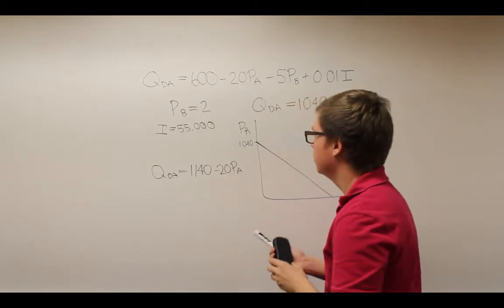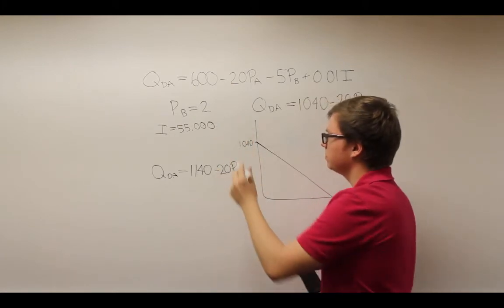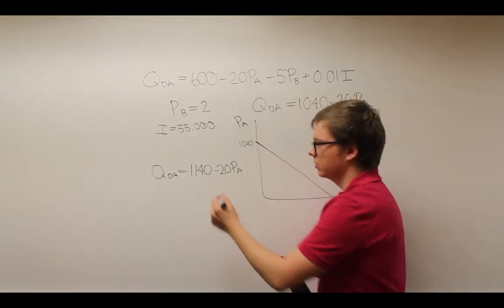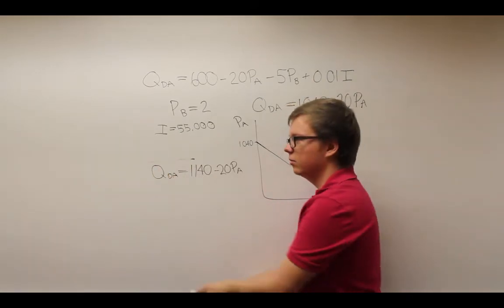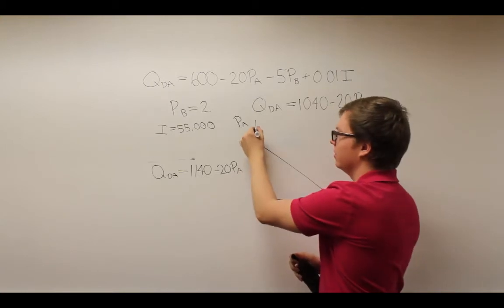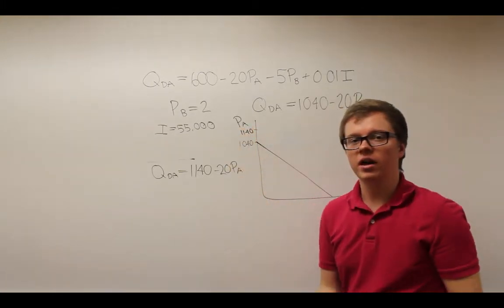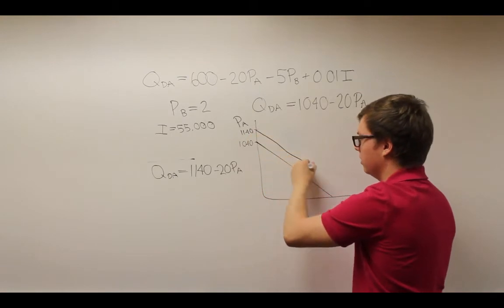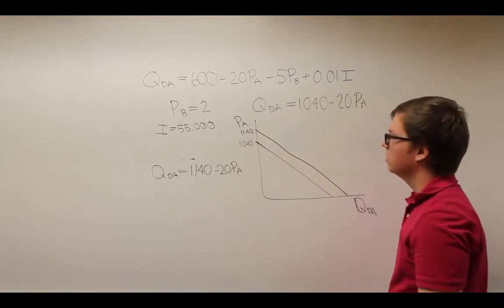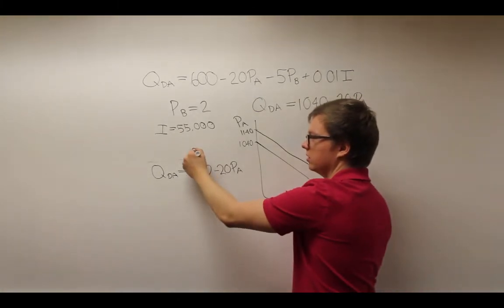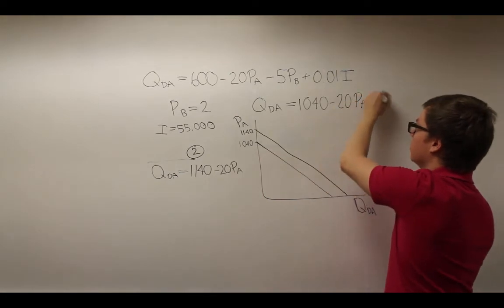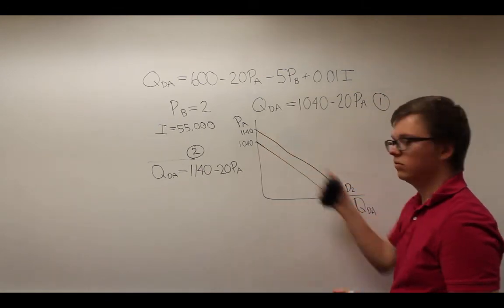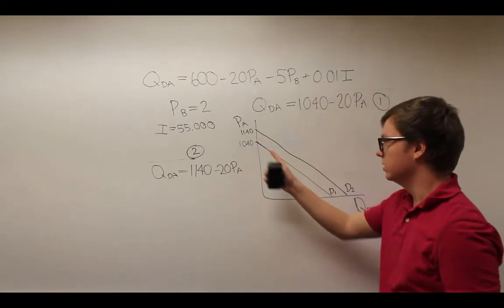So if we were to graph that on this graph, we'll graph it in black. We have 1140 now as our y-intercept, but it has the same slope of minus 20. So it's parallel to this first equation. So if we call this equation 2, and this is equation 1, then this is demand curve 2, and demand curve 1 is this one.